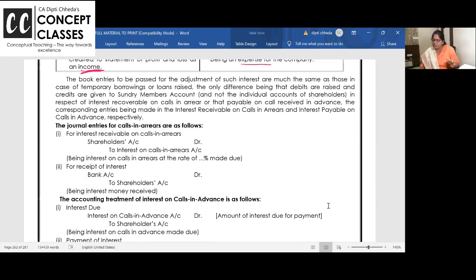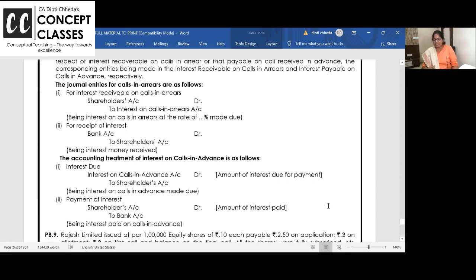Book entries for adjustment of interest are made as temporary borrowings, only the difference being that debits are raised and credits are given. In respect of interest receivable on call in arrears and payable on call in advance, corresponding entries will be made. See how the entries for interest will come. Interest receivable on call in arrears is income. Shareholders to interest and bank to shareholders. In short, money is coming into the bank and interest is income, bank to interest.